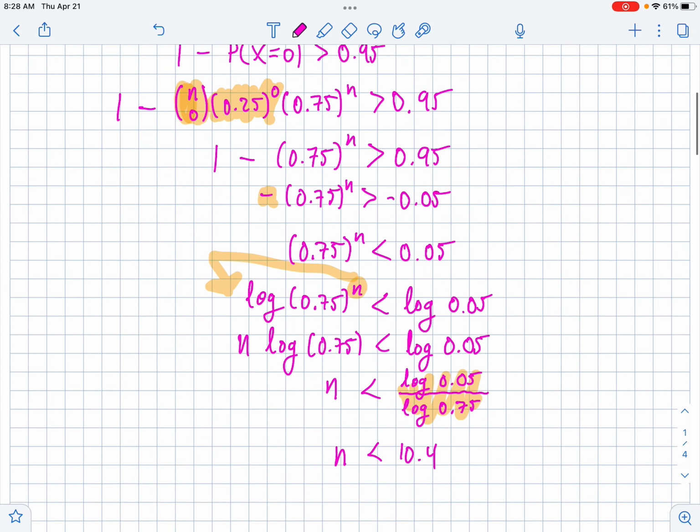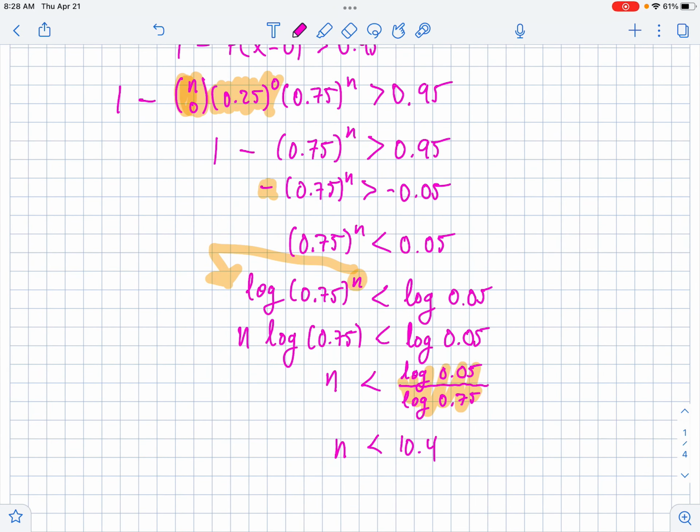Hold on, I feel like I got my sign backwards somewhere. We kept it greater than in the beginning, and then at this stage the sign was towards the log 0.05. Why did that switch right there? I think the book might have made a mistake with that. The n is less than 10.4. When they divided both sides by log 0.75, they switched the sign. Sorry, I wasn't ready for this.